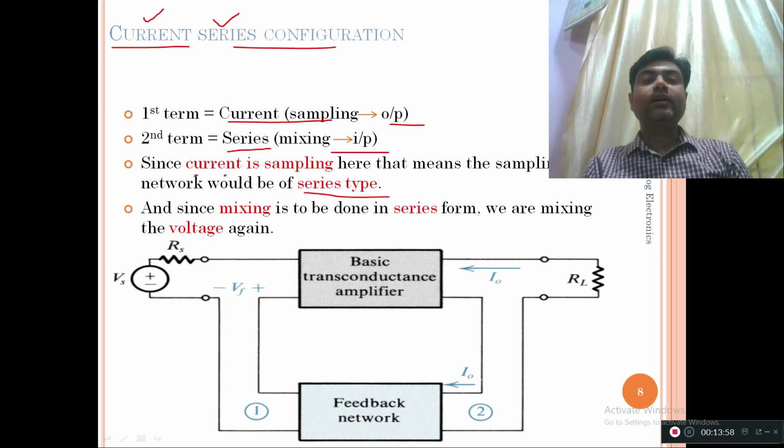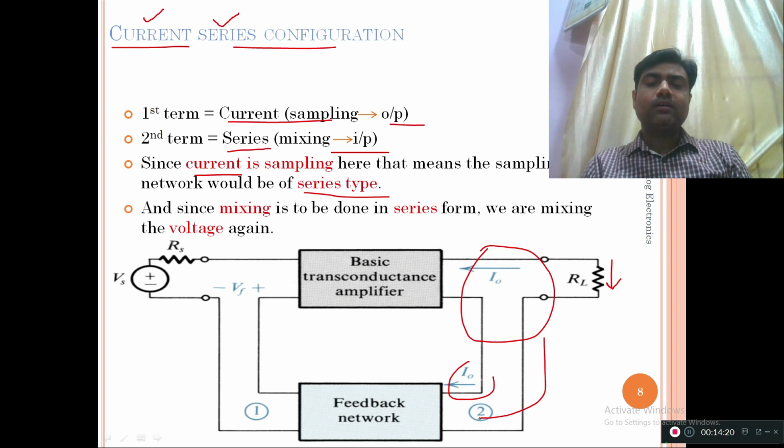Since we are interested in current now, sampling of the current has to be done in the series form. So we have drawn the series sampling network, and whatever current is coming, we are drawing it like this. Please do not get confused about the direction of the current. Current flows across the RL only, but since we are considering the flow of current across the feedback network, the output current is drawn like this. The feedback network is feeding the input source through this current, and since we are sampling the current, we have applied the series sampler, and we are mixing it in the series form.